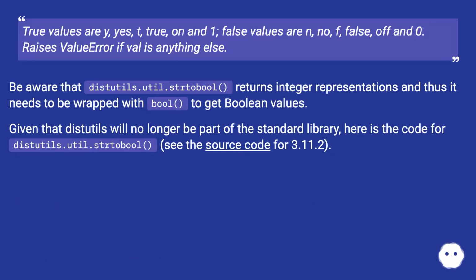True values are y, yes, t, true, on and 1; false values are n, no, f, false, off and 0. Raises ValueError if val is anything else. Be aware that distutils.util.strtobool returns integer representations and thus it needs to be wrapped with bool to get Boolean values. Given that distutils will no longer be part of the standard library, here is the code for distutils.util.strtobool, see the source code for 3.11.2.